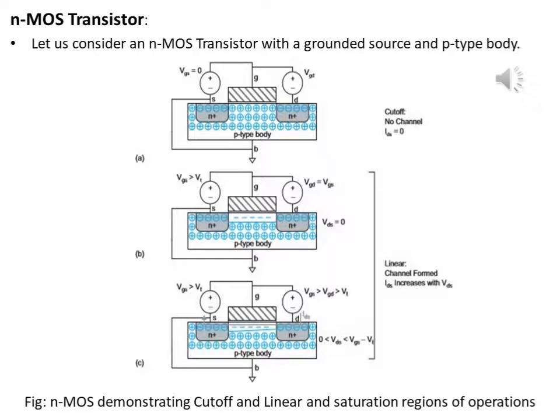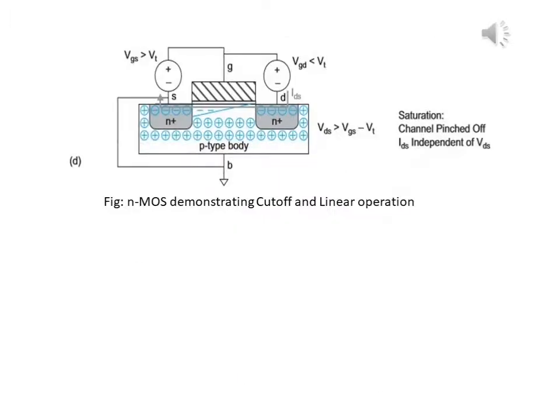You can observe in this figure. If the drain to source voltage becomes sufficiently large that the gate to drain voltage is less than the threshold voltage, then the channel is no longer inverted near the drain and it becomes pinched off. You can observe here at the drain region, the channel is pinched off.